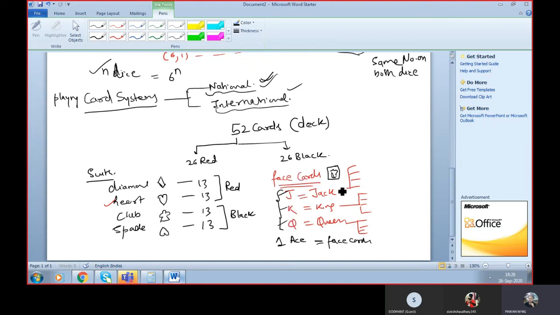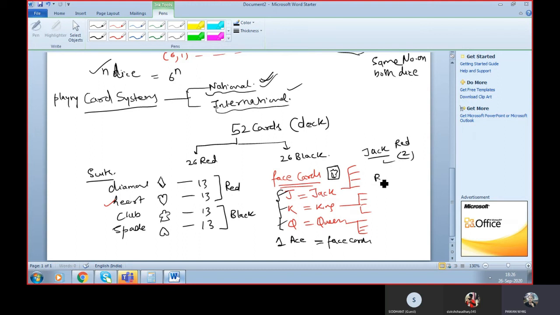Another thing, since I said these J, Q, and K are the face cards, and each face card comes from various suits. So if I am talking about the Jack, J is also called Jack. So how many Jacks are red? Definitely two, because all the cards consist of diamond, heart, club, and spade. And out of diamond, heart, club, and spade, the diamond and the heart are red in color. That's why we will say red jacks are two.